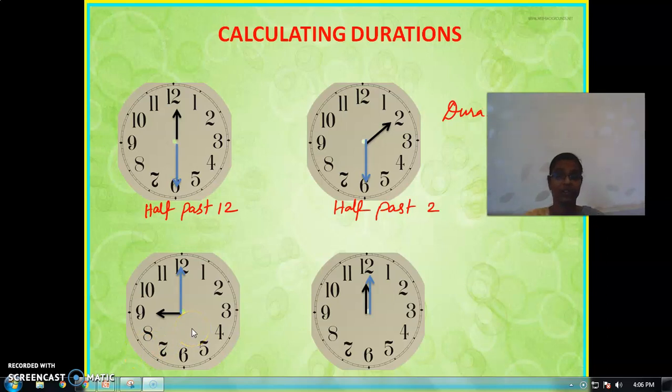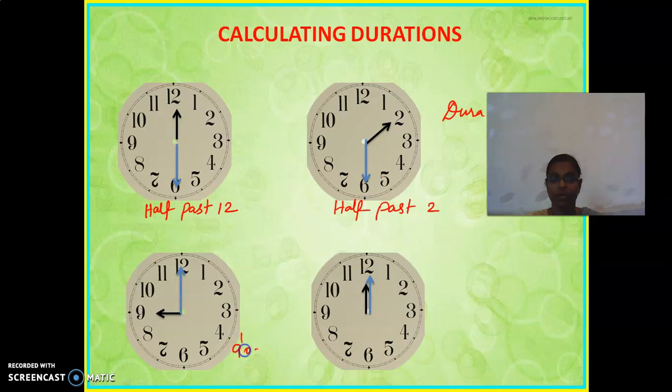Okay. Next one. Consider another situation. Now you went to the park at 9 o'clock, because you can read it from the hour hand and the minute hand. So you went at 9 o'clock and you played till 12 o'clock. Now I have to calculate the duration. So you can skip count.